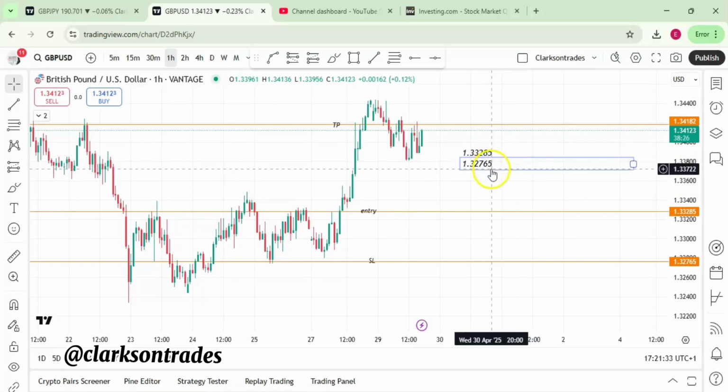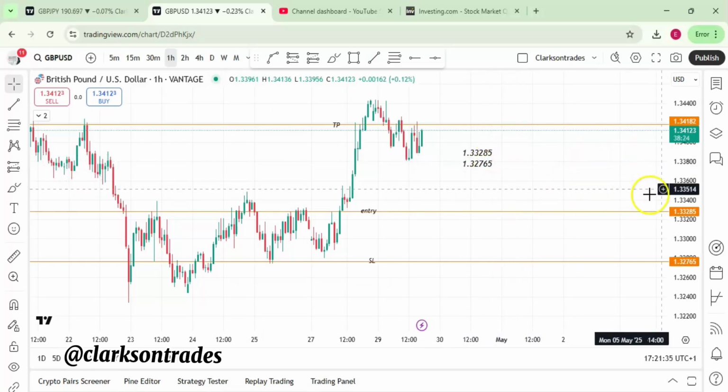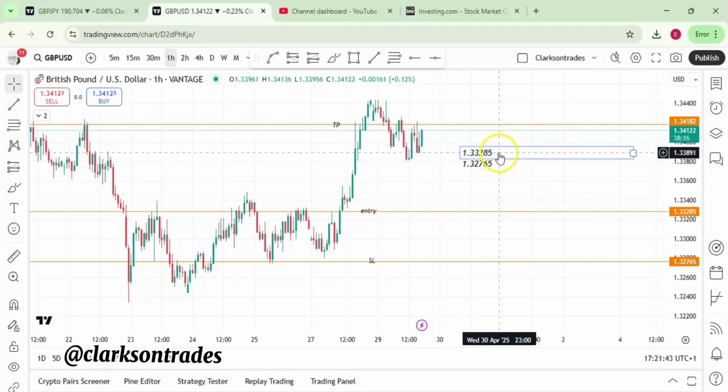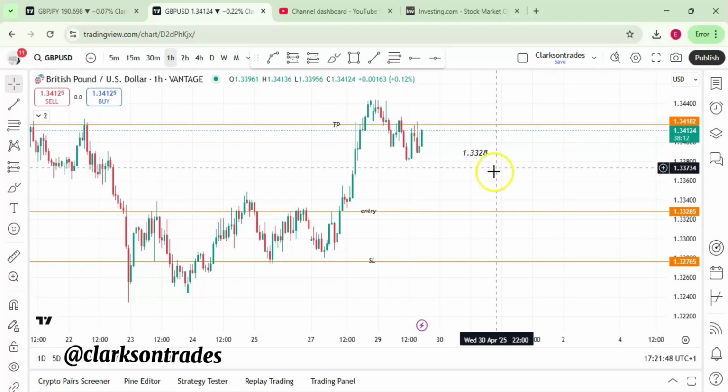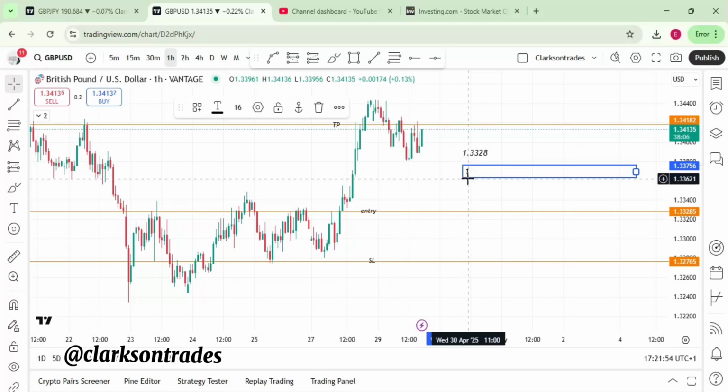Now this last figure is the pipette. The figure after the decimal point is a pipette, and it's not as important as the pip. So when calculating pips, it's advisable to take the pipette out of the picture because it's not really as important as the pip. So let's take it off.